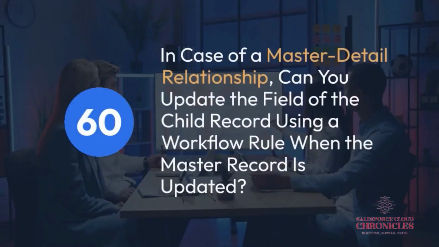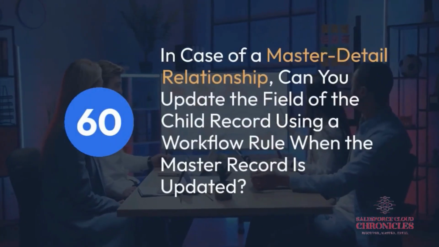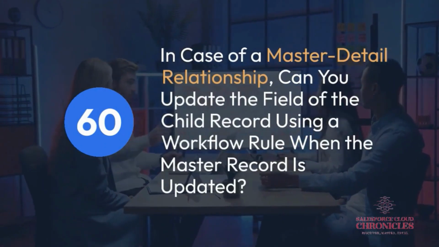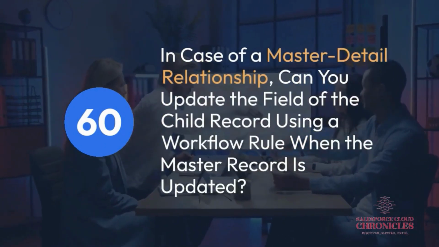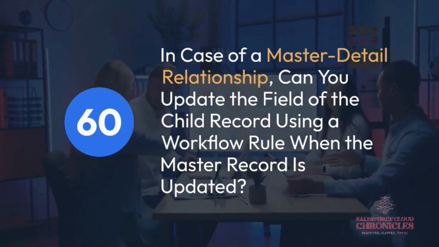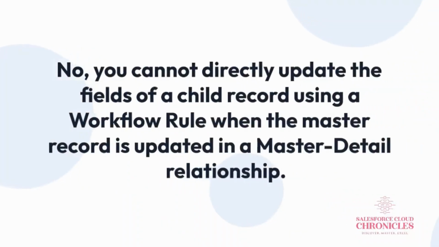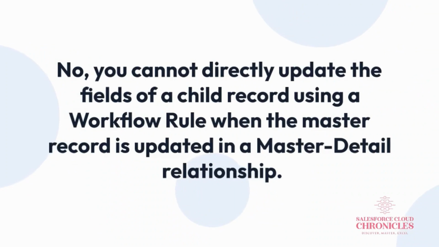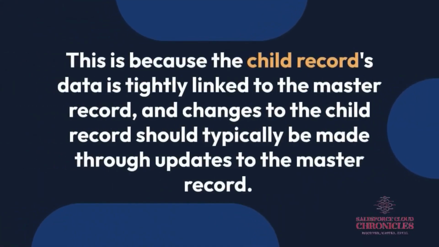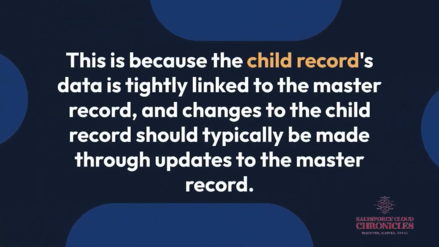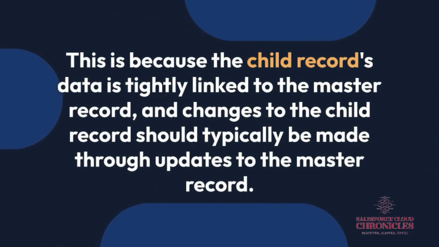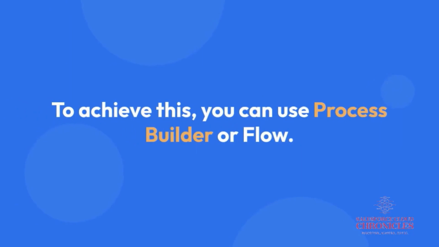Question 60. In case of a master detail relationship, can you update the field of the child record using a workflow rule when the master record is updated? If not, why? No, you cannot directly update the fields of a child record using a workflow rule when the master record is updated in a master detail relationship. This is because the child record's data is tightly linked to the master record, and changes to the child record should typically be made through updates to the master record. To achieve this, you can use Process Builder or Flow.